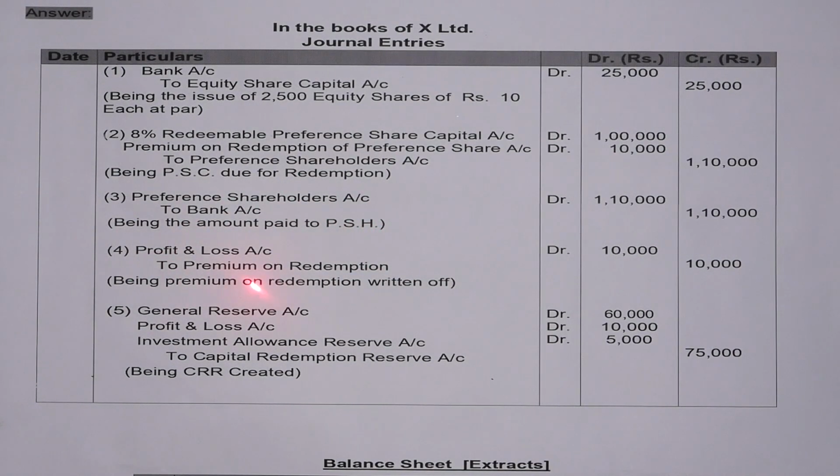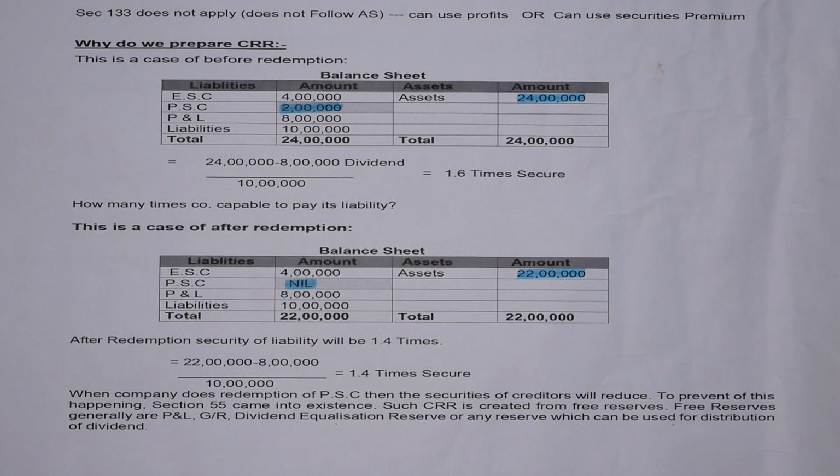Next entry is to premium on redemption 10,000. In this entry we are utilizing profit and loss to write off the premium payable on redemption of preference share, being premium on redemption written off. In the next entry we have to prepare capital redemption reserve. Why do we prepare capital redemption reserve? We will understand through the example.